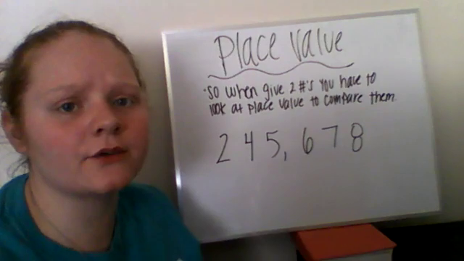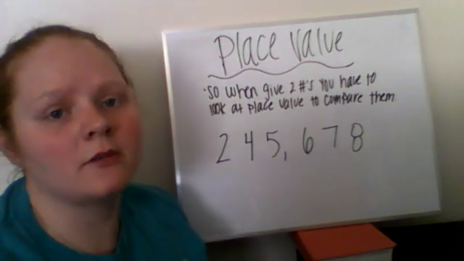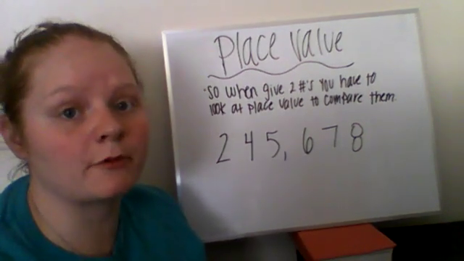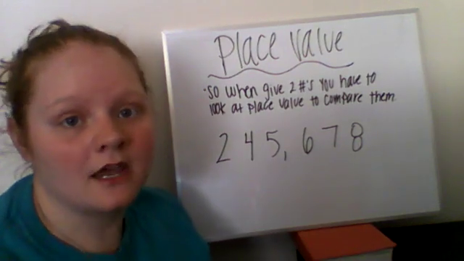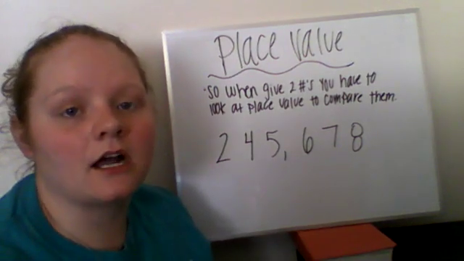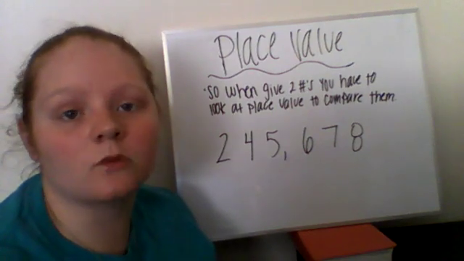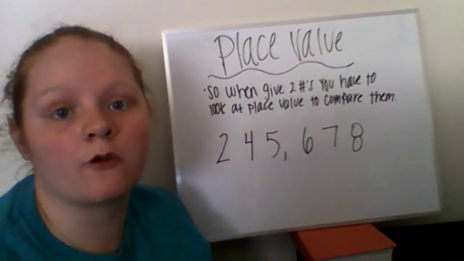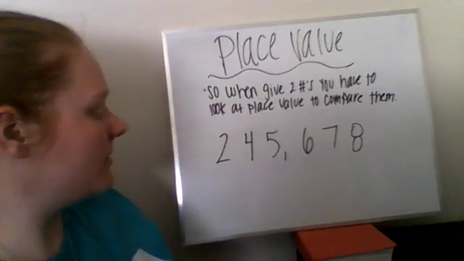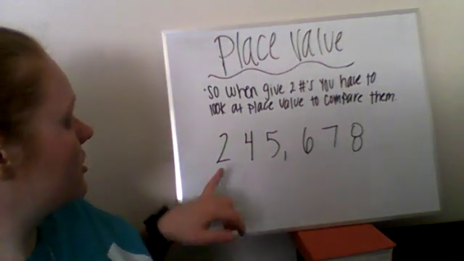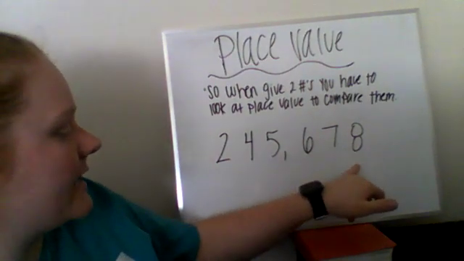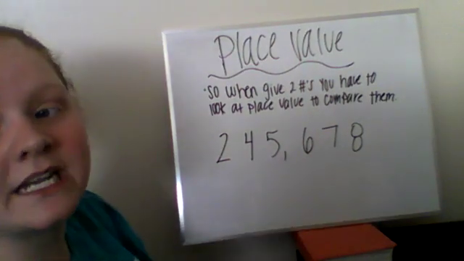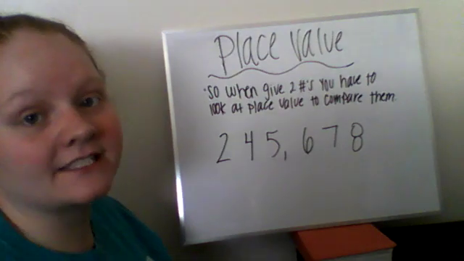So place value is just a way of saying that a number has a value, or it's represented by a value in a number, depending on where it's placed. In a minute, we're going to look at each place value and what that means. If you all look on my board right here, I have the number 245,678. So let's look at what each of these numbers has as a value.